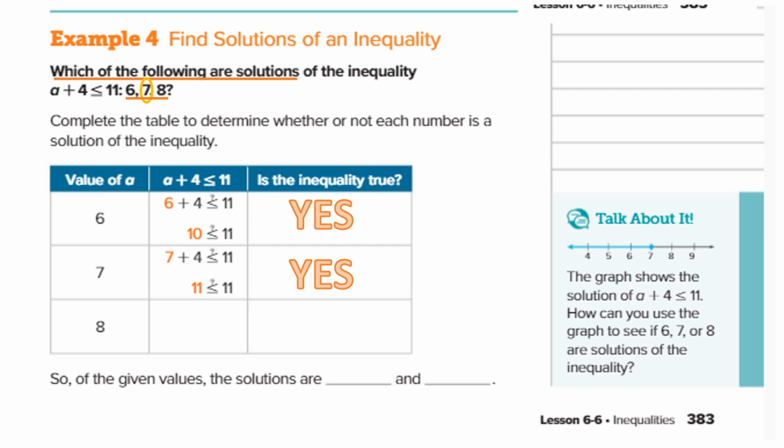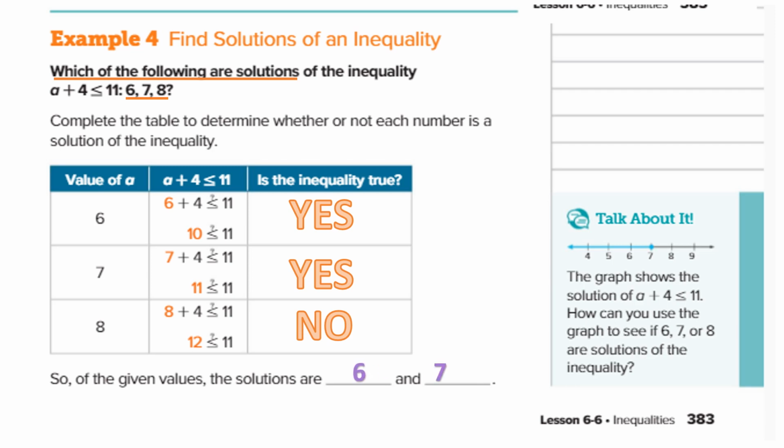Then I do it with 8. Now it's larger, so hopefully we just know that it's a no, but we do have to do the math to prove it. So I'm going to plug it in, and I'm going to have the inequality of 8 plus 4 is less than or equal to 11. I do the math. 8 plus 4 is 12. Is 12 less than or equal to 11? That answer is no. So my two solutions in this particular inequality are 6 and 7.